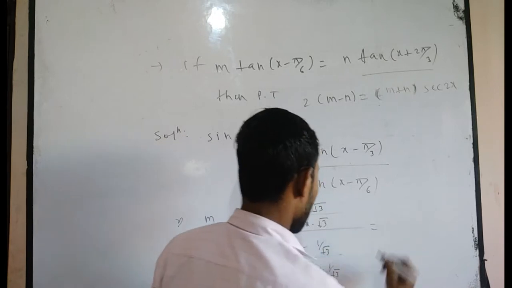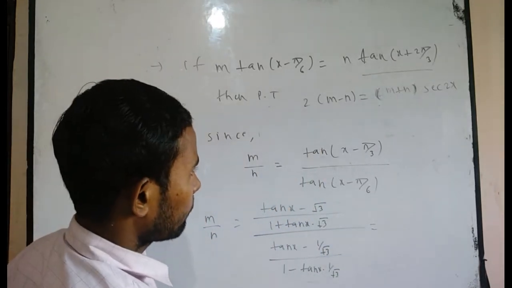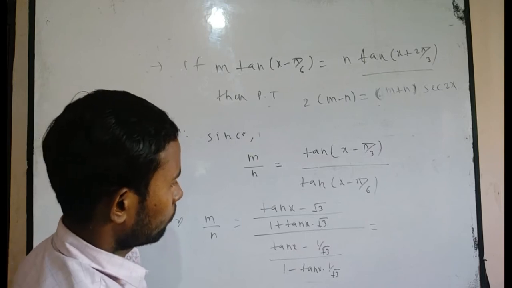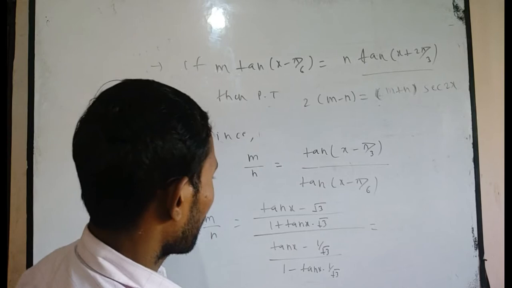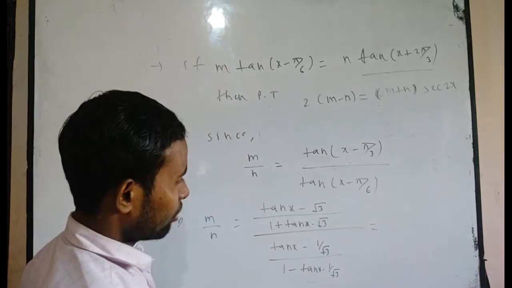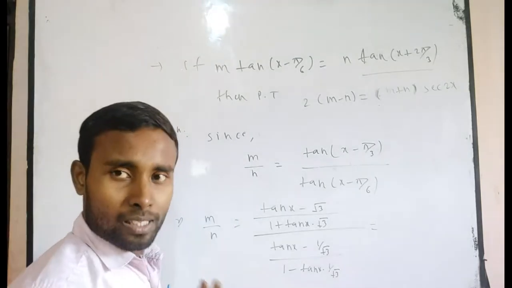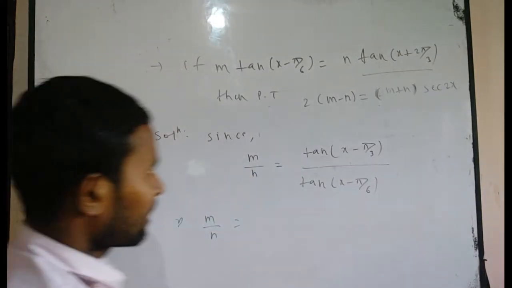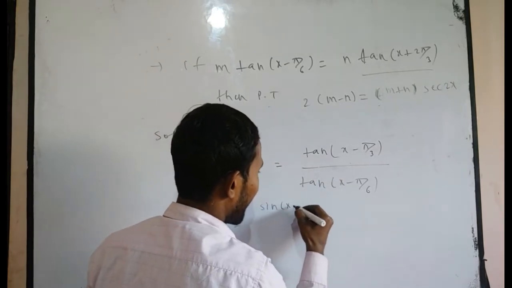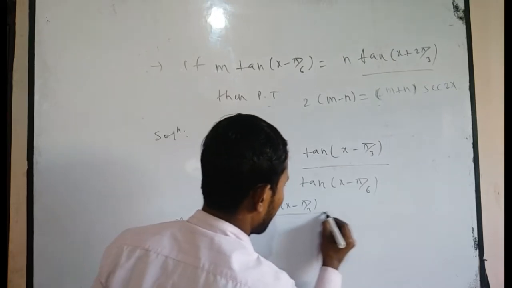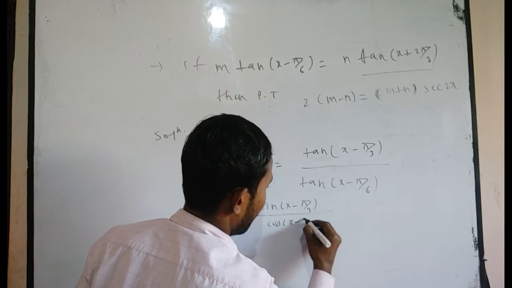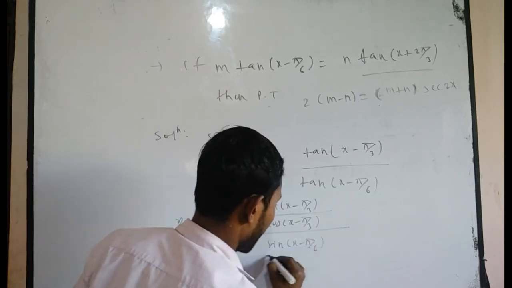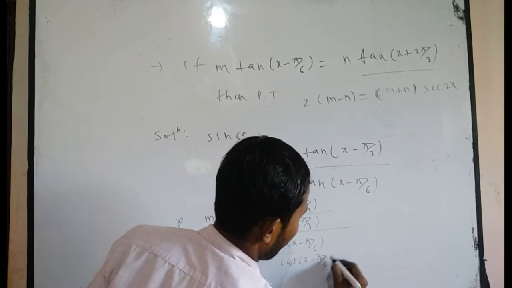Then you get it will be, then you will definitely get some mistakes. So I want to say to you, you have to go by this procedure. Can you write it? Sin x minus pi by 3 divided by cos x minus pi by 3, divided by sin x minus pi by 6 divided by cos x minus pi by 6. I have simply written it.